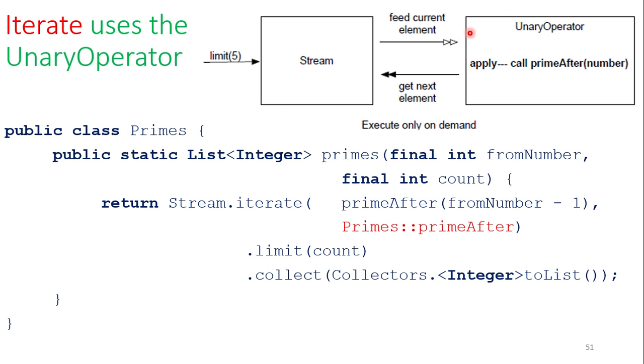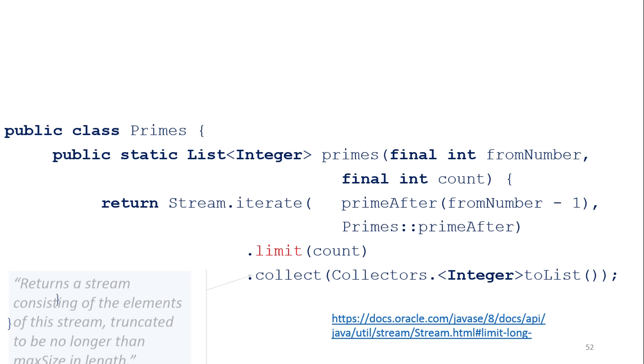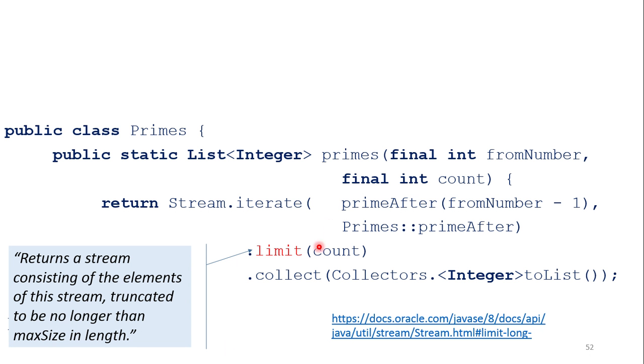Okay, so we saw already the way that the stream was going to be built using that unary operator, primes::primeAfter. We feed the seed first, sorry, to the unary operator, we get the next element, and we feed that next element to the unary operator, we get the next element, and we feed the next element to the unary operator, we get yet again the next element. So this is how this is going to work out. Now, the limit operation on this is going to allow us to pretty much truncate the stream.